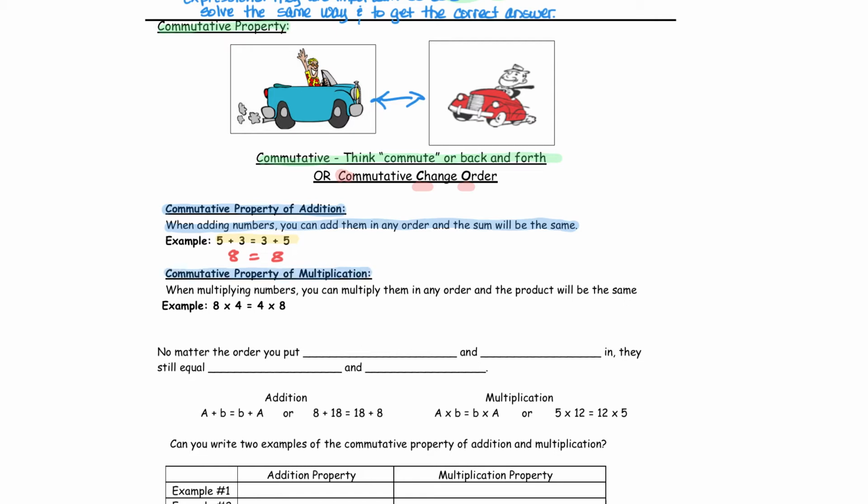The commutative property of multiplication says when multiplying numbers, you can multiply them in any order, and the product, which is the answer to a multiplication problem, will be the same. In this example here, you can see that 8 times 4 equals 4 times 8. Well, 8 times 4 is 32. Is 32 equal to 32? Absolutely. So it doesn't matter the order in which the numbers appear, the product will be the same. So if it's 8 times 4, it's the same as 4 times 8.